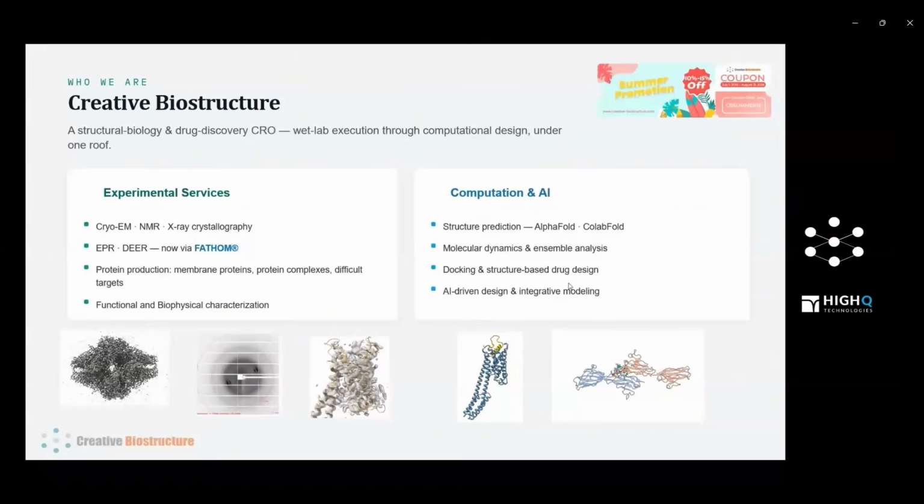EPR doesn't replace anything on that list, but it produces a kind of information the other methods struggle to provide, in a form a model can actually use. And there is a practical reason for that. EPR has historically been slow and sample intensive, which is exactly what FATHOM is built to solve.